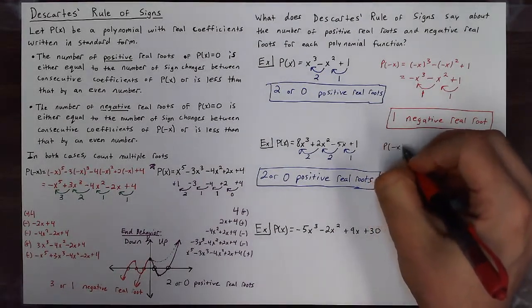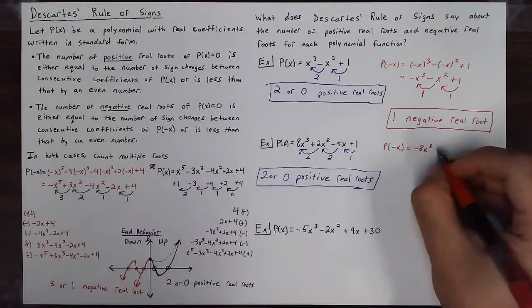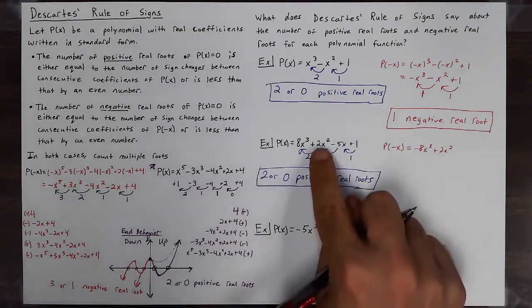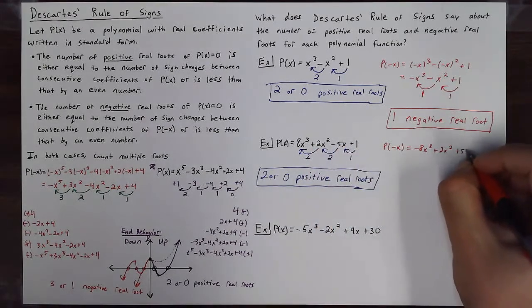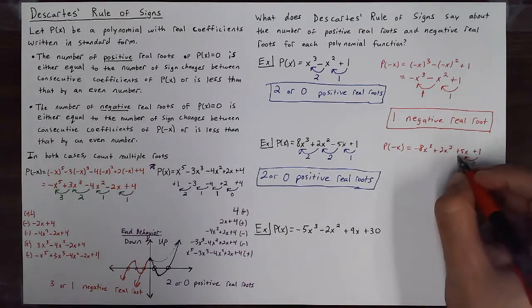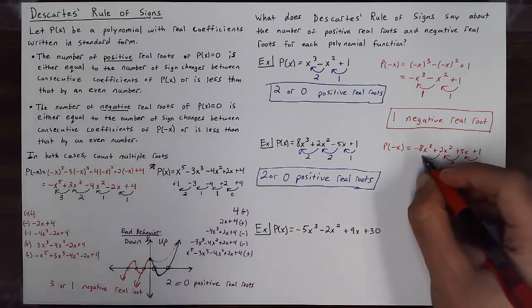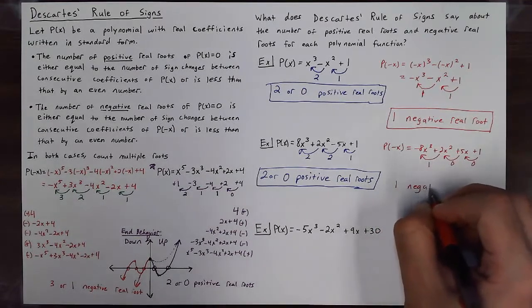So for p of negative x, I'll have negative 8x cubed plus 2x squared. Don't change the positive even power. But then instead of negative 5x, I'll have plus 5x. Then plus 1. And going here, there's no sign change, no sign change, and then one sign change at the very end. So I have one negative real root.